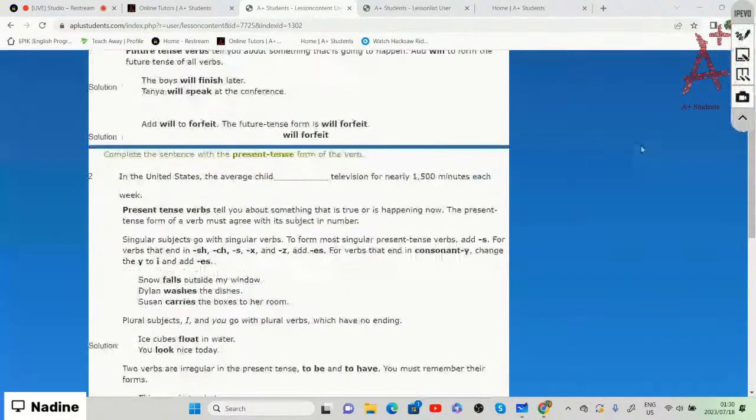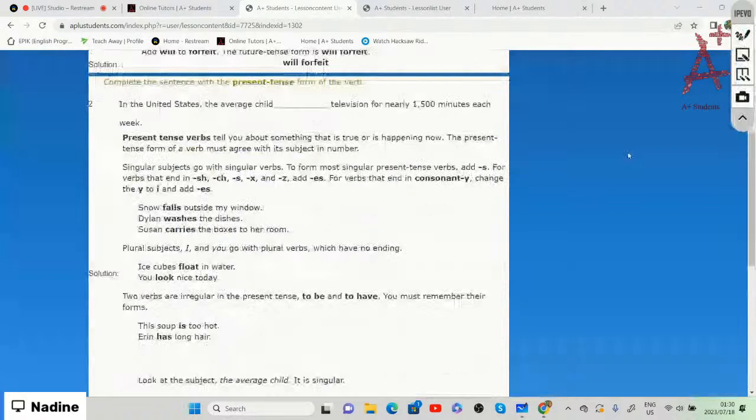All right. That is present tense verbs and also singular subjects, right? And we said singular subjects go with singular verbs.